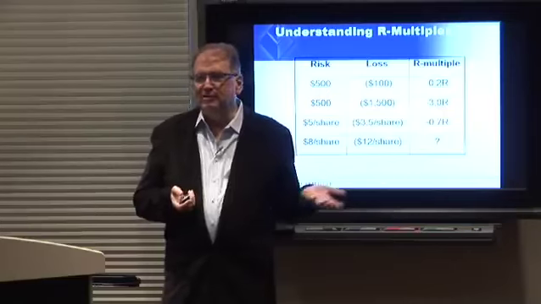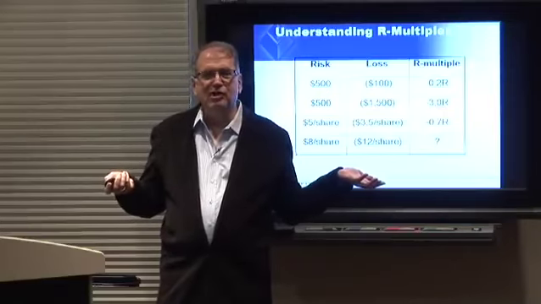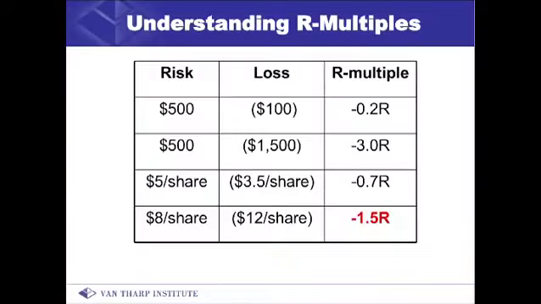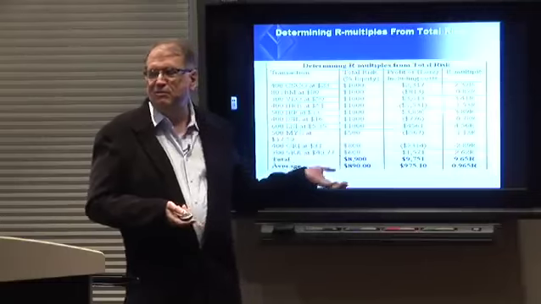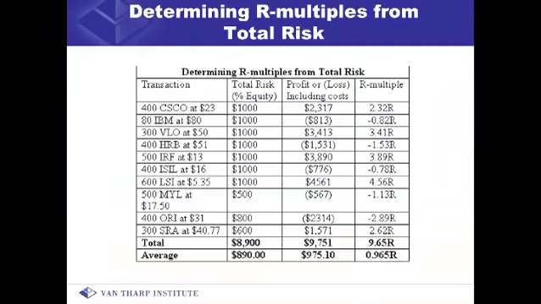You risk $8 a share, you lose $12 a share. What's your R multiple? 1.5R. So R multiples are pretty easy. To determine it, you need to make a spreadsheet and look at it like this, and this is kind of what it'll look like. You have your transaction, your total equity at risk, your profit and loss, and then that expressed as your initial risk is your R multiple.